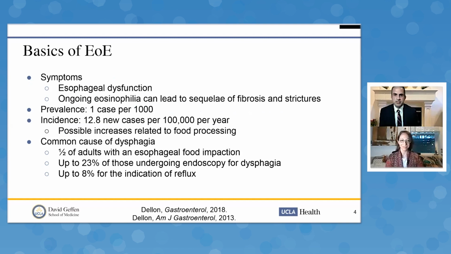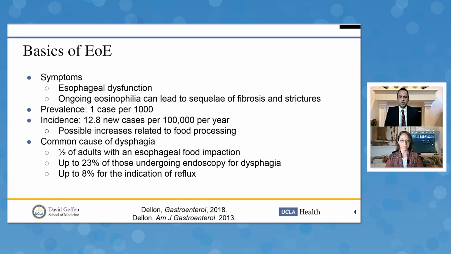So let's get into the basics of EoE. First of all, the symptoms particularly are those of esophageal dysfunction. What I mean by that is there is some disturbance in the motility that will manifest with dysphagia, particularly to solid foods, and it is usually on an intermittent basis. And this is due to eosinophilic infiltrates in the esophagus, which over time can lead to fibrosis and potentially strictures in one phenotype, the fibrostenotic type.